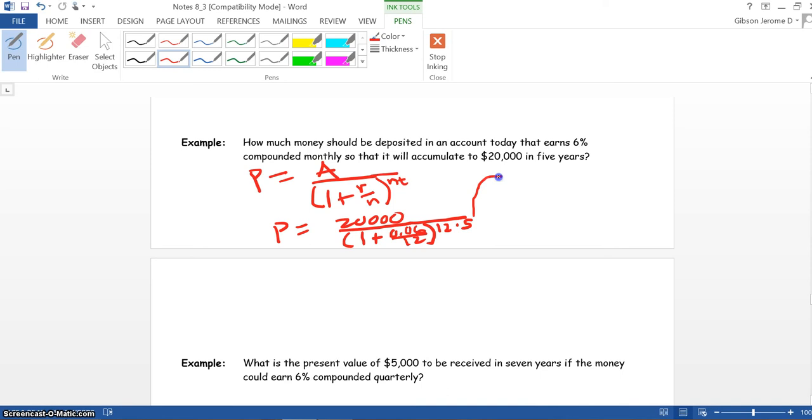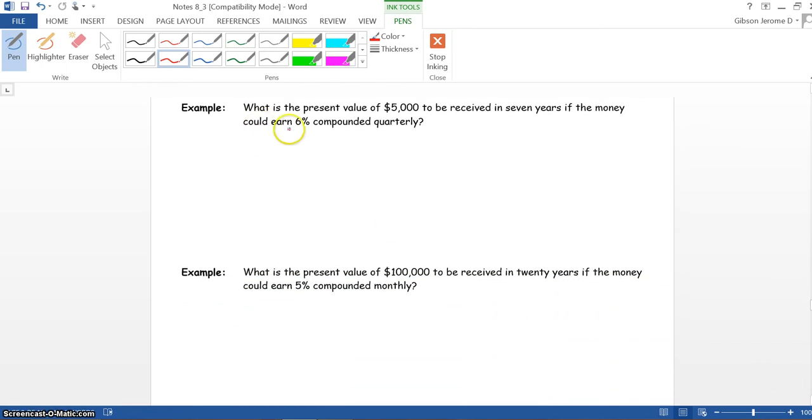So next, we will have P is equal to 20,000 divided by, now we change this to a decimal, this will end up giving us 1.005. And that will be taken to the 60th power. Now after we put all those values in our calculator, it will give us that we would need to invest $14,827.44 to end up with $20,000 in 5 years.